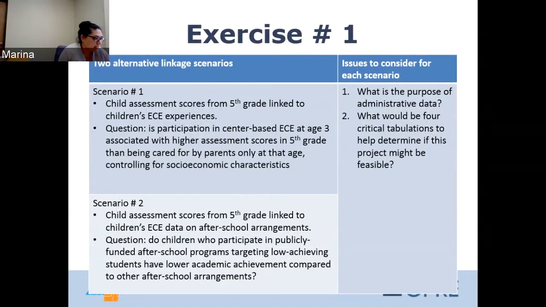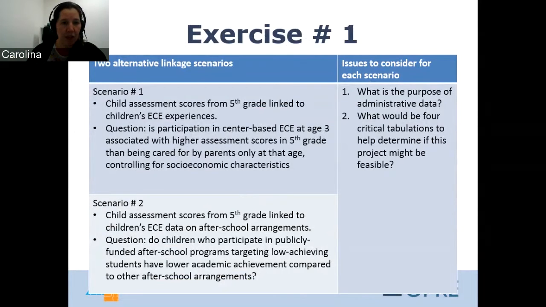We didn't quite get that far, but some of the things might be a concern with sample size, especially given that not all of them may or may not go to after-school programs. And since they specifically target low-achieving students, that might also reduce the number of kids that get those programs in the first place.